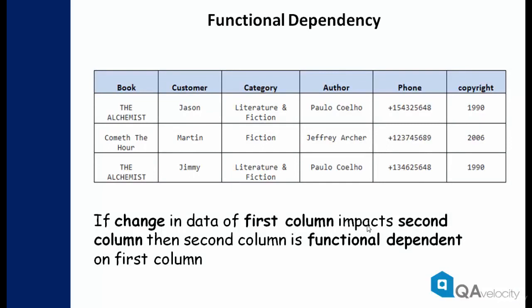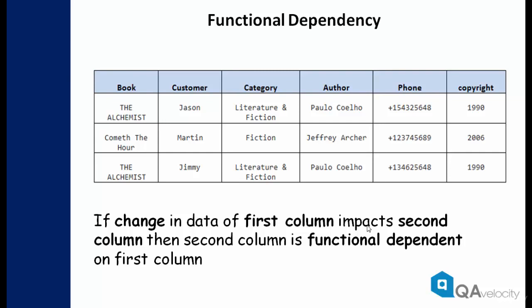Let's say if we change the value of book column, it will directly impact a few other columns of the table, like category. If I change the book name The Alchemist, it will change the category of the book. Even it will change the author and copyright. And once author changes, the phone number will also be changed. It means columns author, category, copyright are dependent on books column. In SQL, we call it functional dependency.